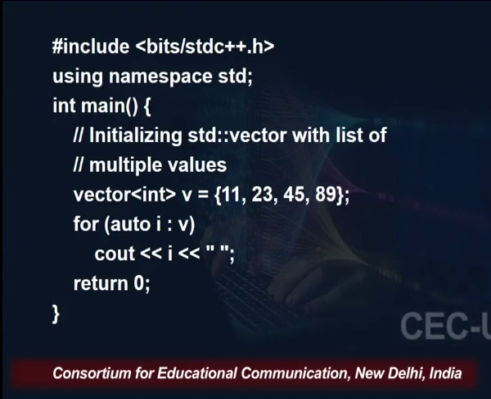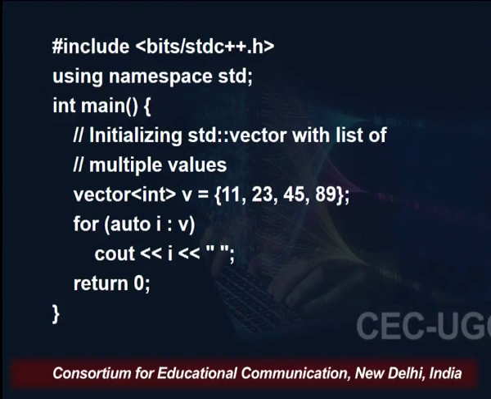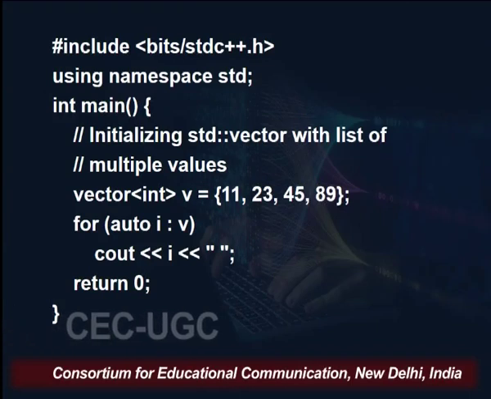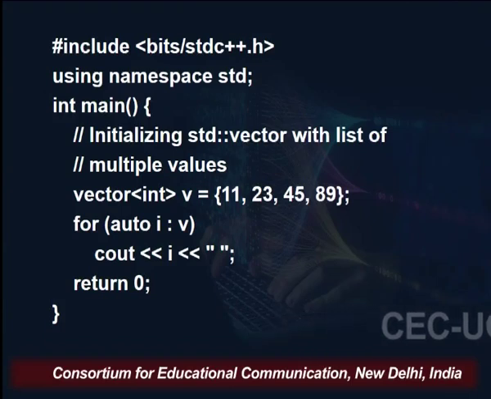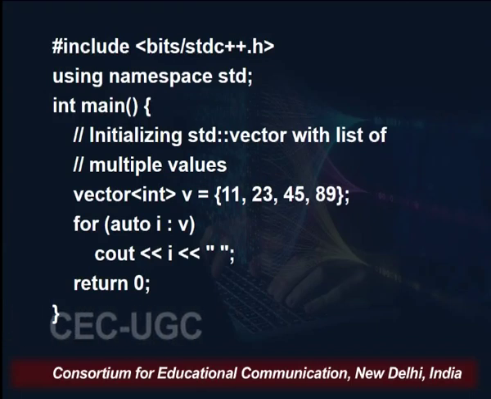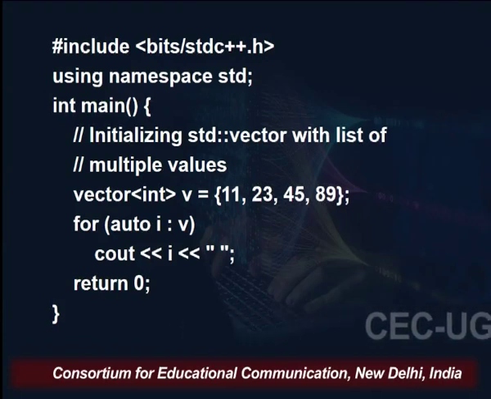Now if we want to iterate over all these elements, we can do this with the help of the keyword auto. In order to use this, we will be using it inside the for loop. So we have for, then auto i, that means with the help of a counter variable i we need to iterate over the elements of v, and the syntax goes like for (auto i : v).